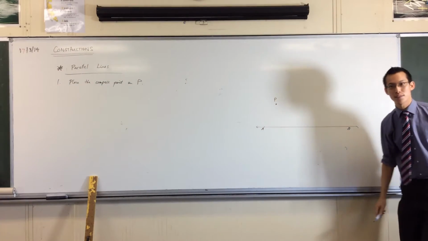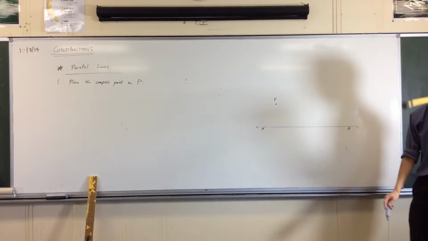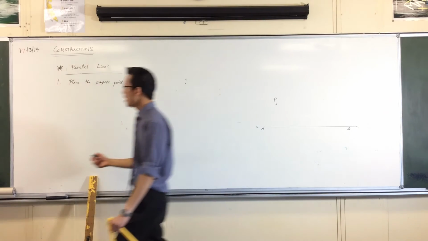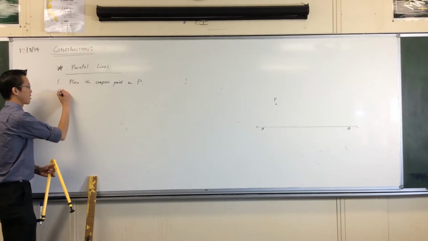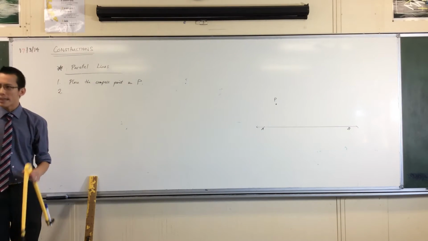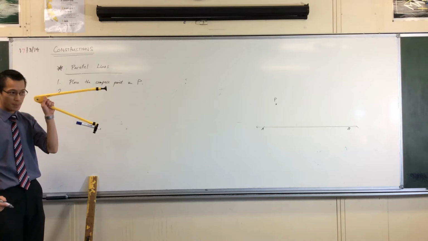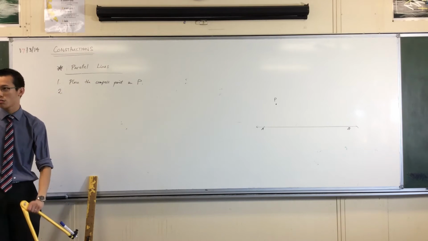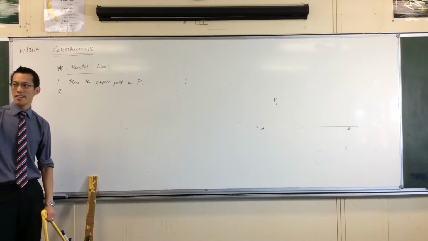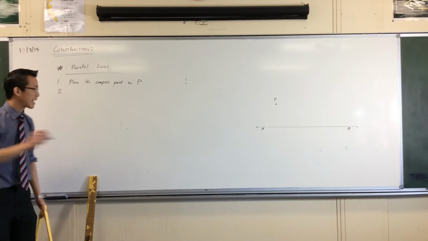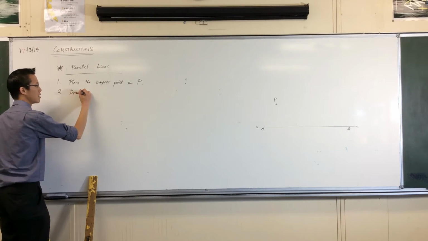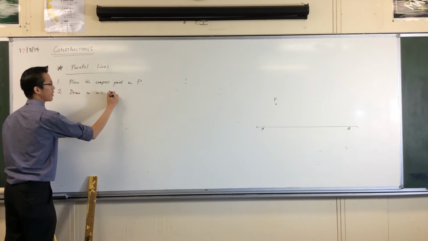That's how I've written my first step. Okay, place the compass point on. Before I go over there, what is the second step? What do I do once my compass point is there? I have to draw two things, don't I? Number one, yeah, Ash? Okay, draw an arc, but draw an arc where?